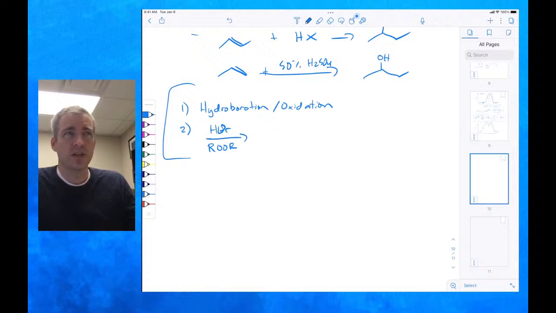Oh yeah, we did a few other syn ones. Like, we put potassium permanganate in the cold, which will give you the cis diols, syn addition. Hopefully that covers it.